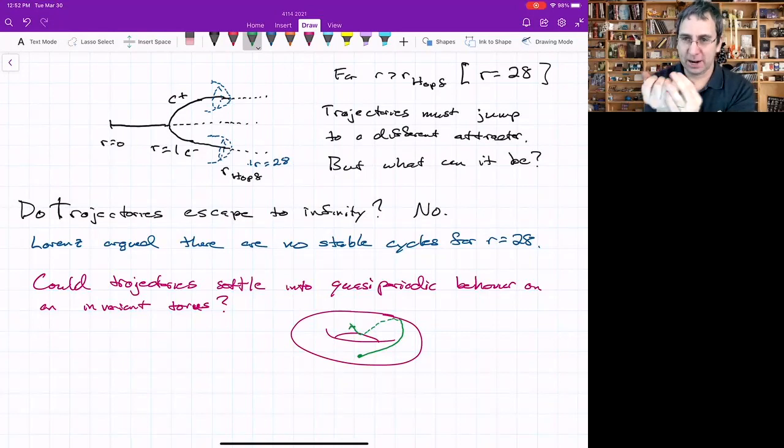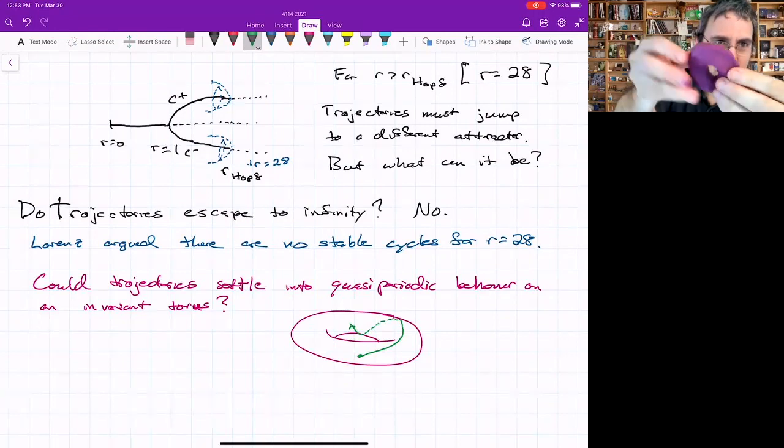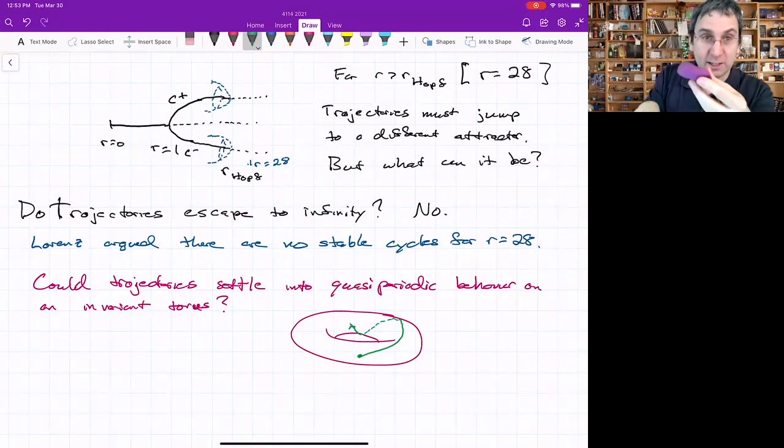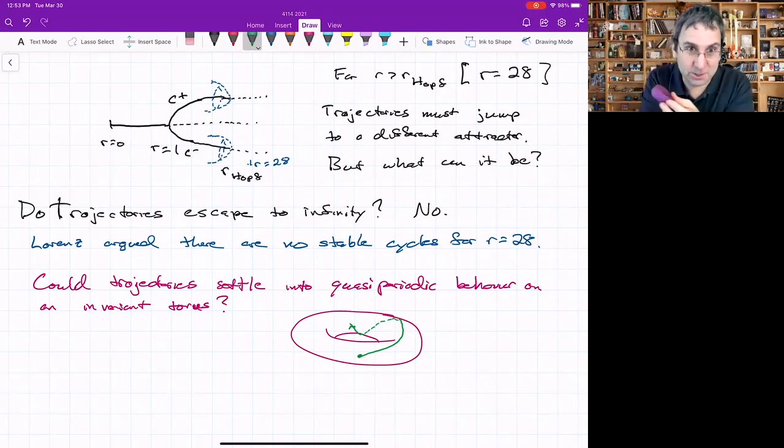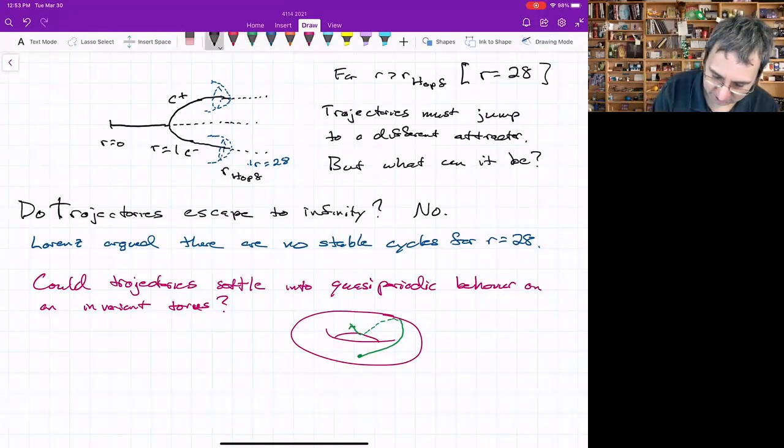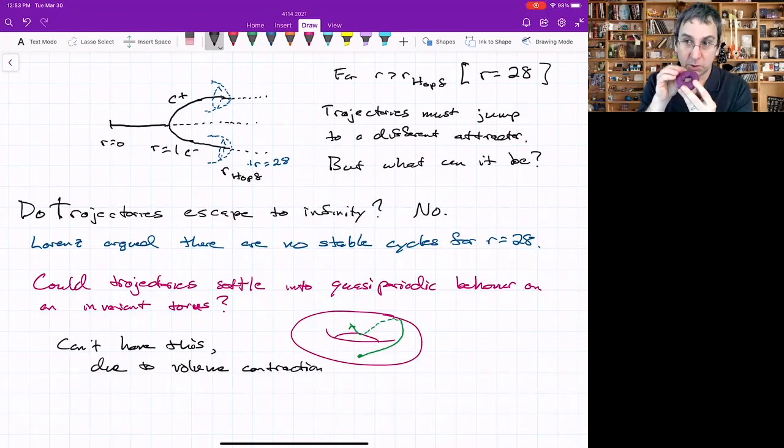So there has to be in the phase space something that is torus-like. Ooh, torus. And we're talking about, at least in this picture, just the surface of the torus. But if there is a torus that has a surface, there's also an inside. And so everything inside would be contracting due to the volume contraction. So you can't have this because everything inside the torus would shrink down, which includes the surface of the torus would need to shrink. So the answer is no, you can't have this. That's not possible. There's no quasiperiodic behavior.